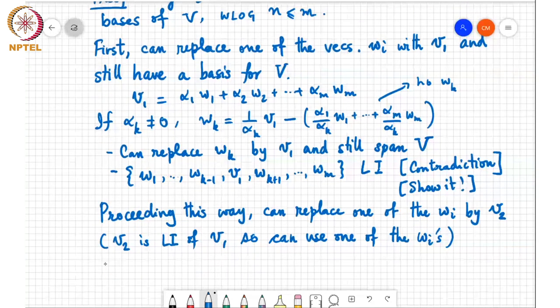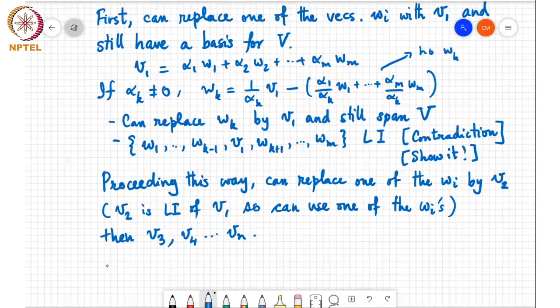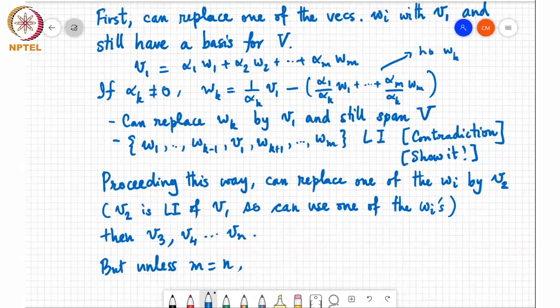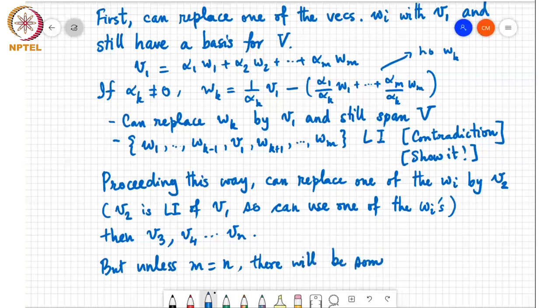So then we can do V3, V4, and so on. But unless m equals n, what we'll have then is a set which has V1 to Vn and some of the Wi's. And since V1 to Vn span this vector space V, it means that these Wi's can be written as a linear combination of these V1 to Vn, which means that this new basis that we found is not linearly independent anymore. So there will be some W's left over.